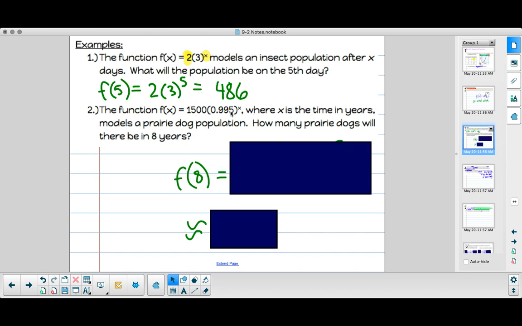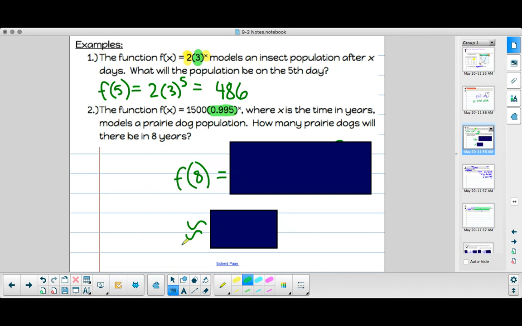If you work out a function where your b value is in between 0 and 1, and you get a number bigger than the initial amount, then there's a mistake. So always pay attention. If your b value is greater than 1, like it is in the insect example, that means your answer should be more than your starting amount, as long as your x is a positive number. And if your b value is less than 1, like it is here, your answer should be less than your starting amount, again, as long as x is positive.